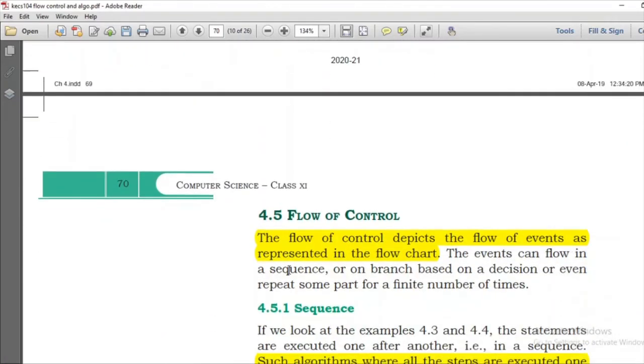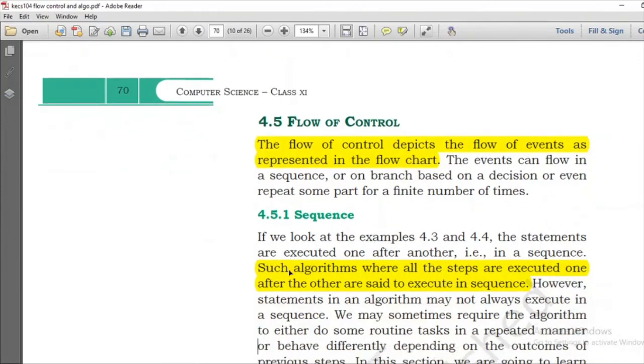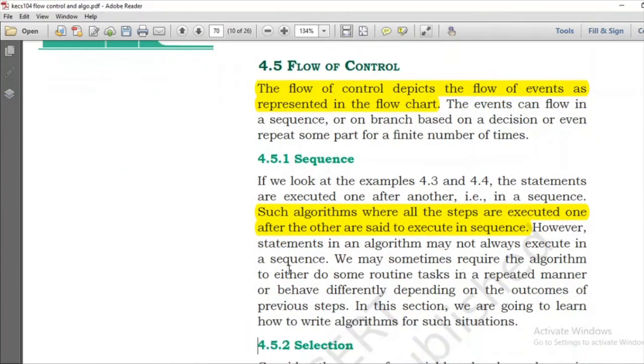Okay. Next comes the flow of control. Now flow of control depicts the flow of events as represented in the flow chart.